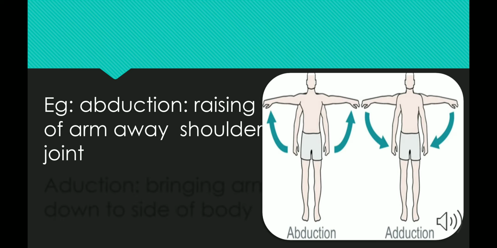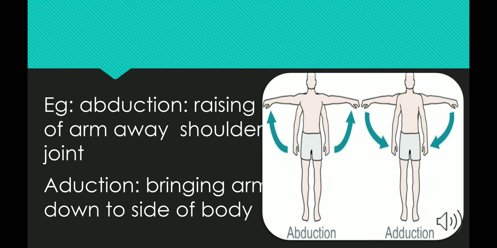In the figure you can see abduction, that is raising the arm away from the midline, and adduction is bringing it back down towards the side of the body. In another figure you can see the adduction, that is bringing back down towards the side of the body. So it occurs in the wrist, toes, thumb, etc.